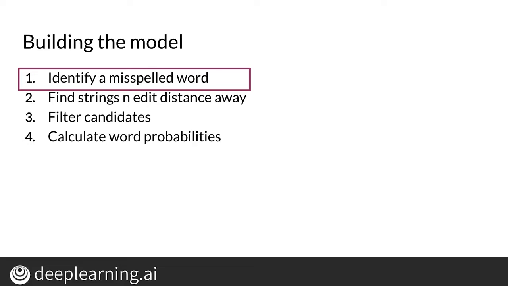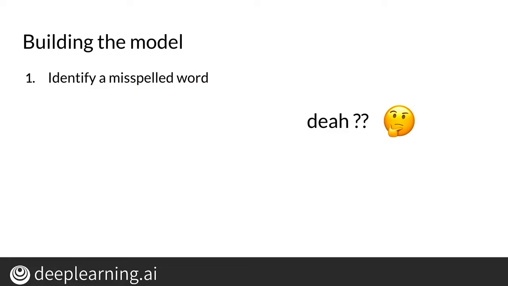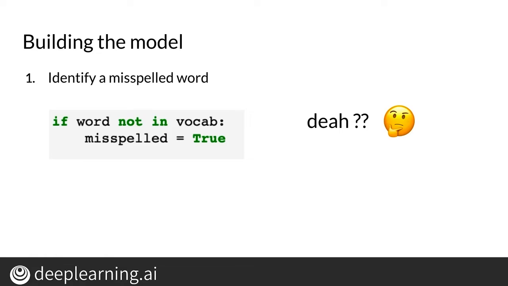Step 1. Identify a misspelled word. When the string "de" is encountered, how do you know it's a misspelled word? Well, if it's spelled correctly, you'll find it in a dictionary. If not, then it's probably a misspelled word. If a word is not given in a dictionary, flag it for correction.